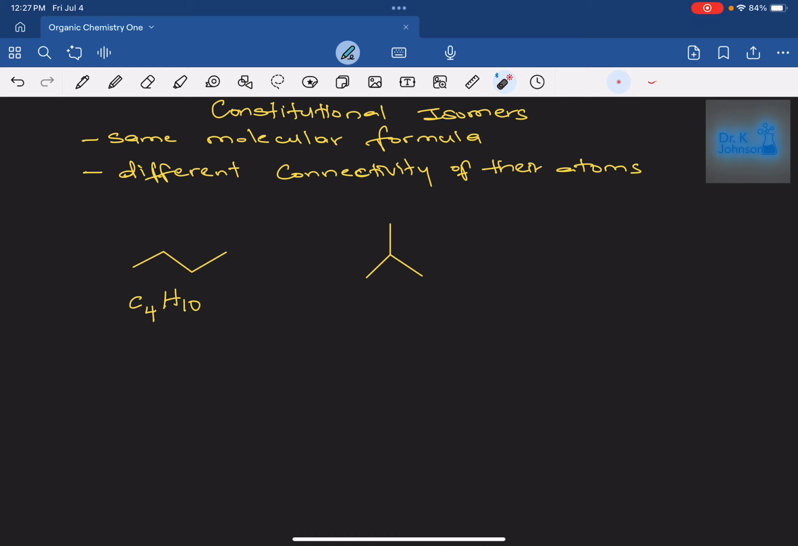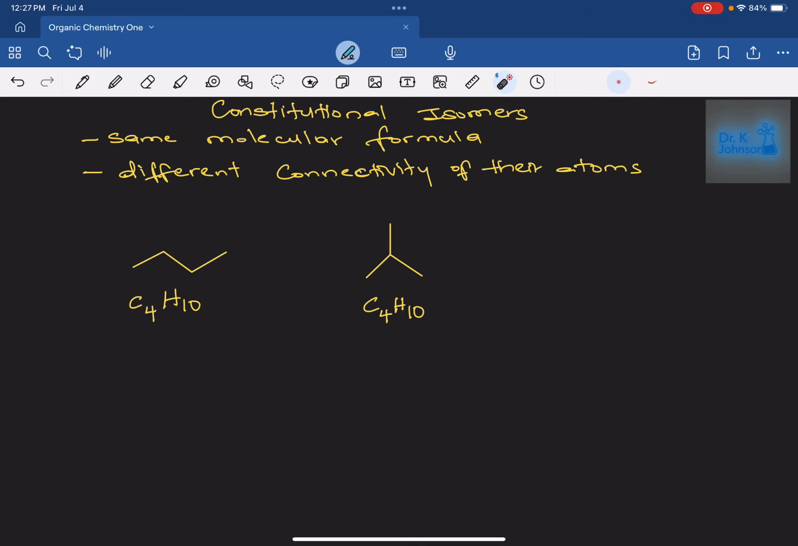Let us look at the other structure. We have one, two, three, four carbons. So my molecular formula is C4H10. Remember, molecular formula is all the individual atoms that are within the molecule. Now let's talk about the connectivity of these atoms.